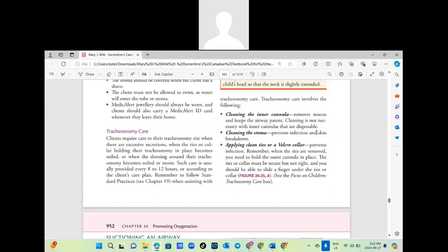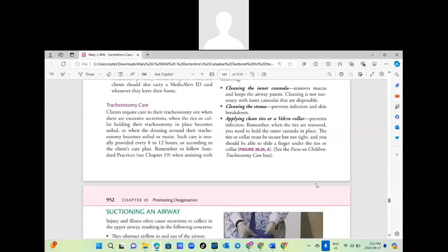Cleaning the stoma prevents infection and skin breakdown, and applying ties or the Velcro collar prevents infection. Remember, when the ties are removed, you need to hold the outer cannula in place. The one with the flange that I showed you, my client was holding it in place while I was putting on the Velcro collar. The ties or collar must be secure but not tight, and you should be able to slide one finger under the ties or collar.